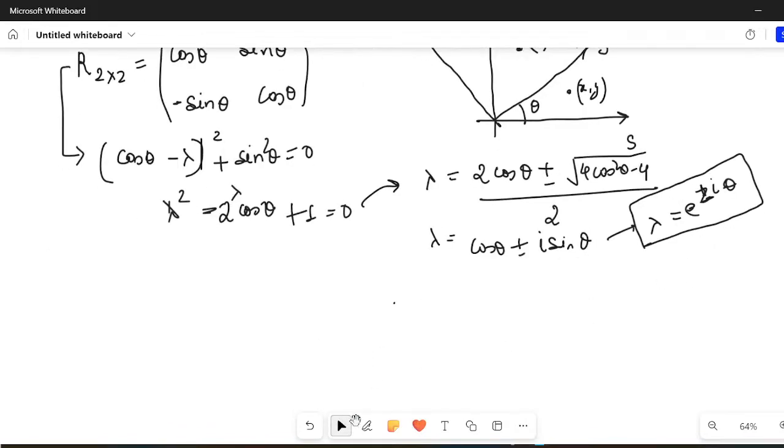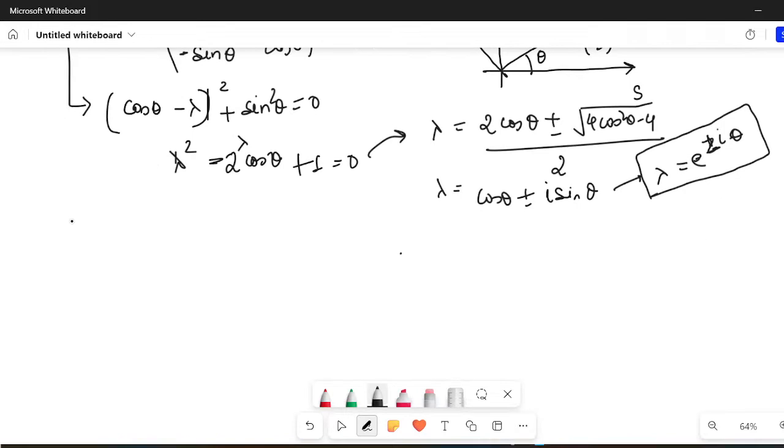Now let us verify our Cayley-Hamilton theorem. So what is your characteristic equation? I'm writing that the characteristic equation is given by lambda squared minus 2 lambda cos theta, plus 1. So instead of lambda, I have to replace my rotation matrix, which is R. I'll write R squared minus 2R cos theta, and instead of 1 I can write identity here.